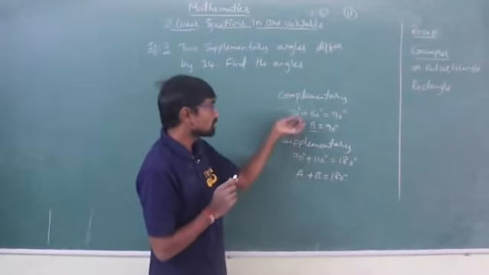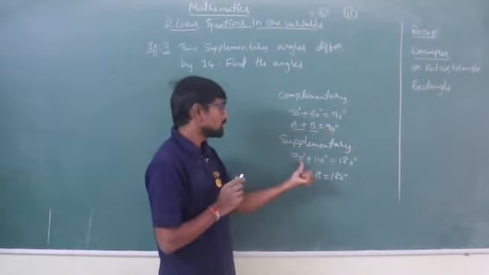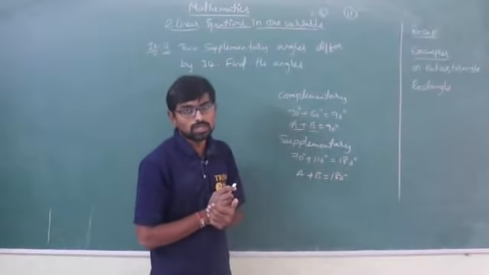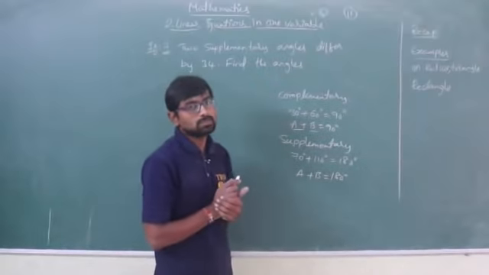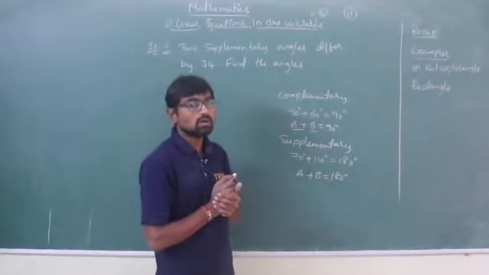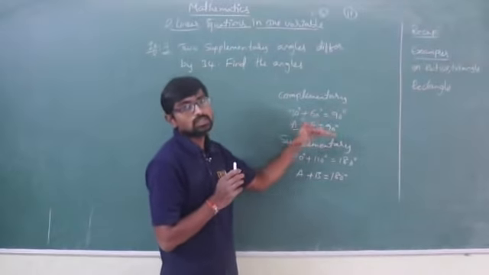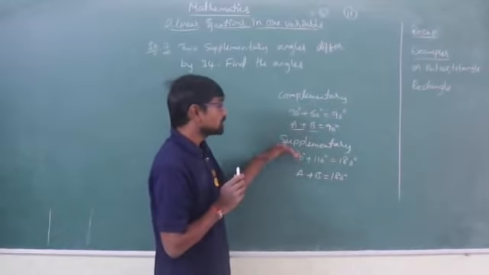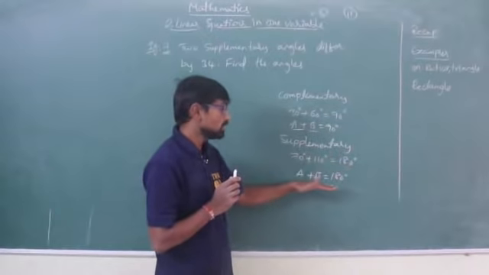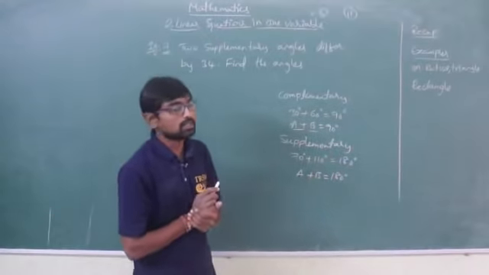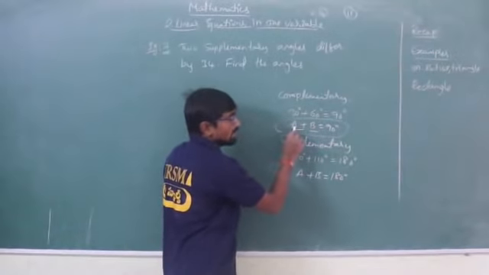I have given examples here also. 30 plus 60 gives 90. Similarly, 70 plus 110 gives 180 degrees. This is how we define complementary and supplementary angles. You all understood what a complementary angle is: if the sum of two angles is 90 degrees, it is called a complementary angle. If the sum of two angles is 180 degrees, that is a straight line angle, it is called a supplementary angle.